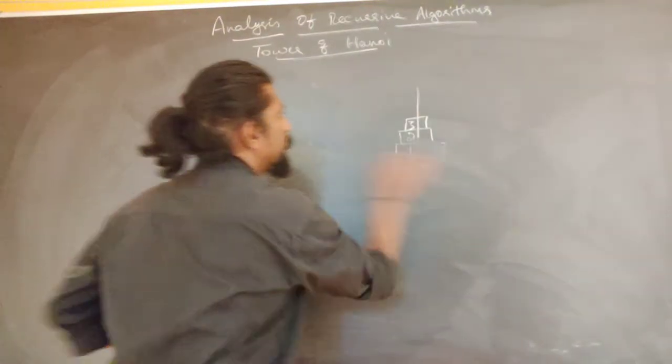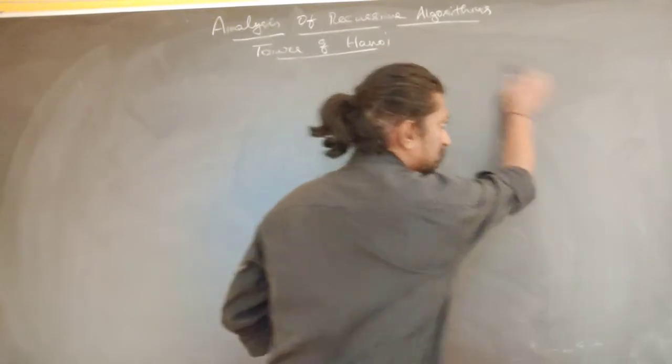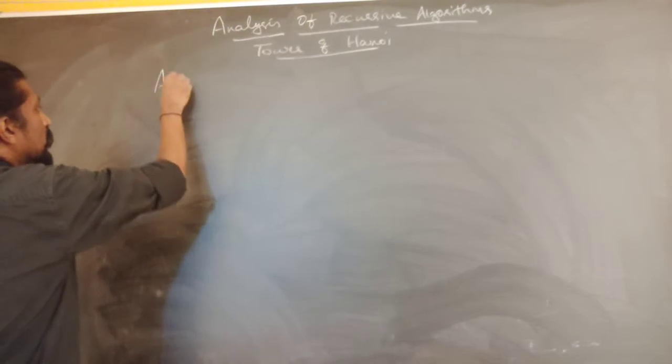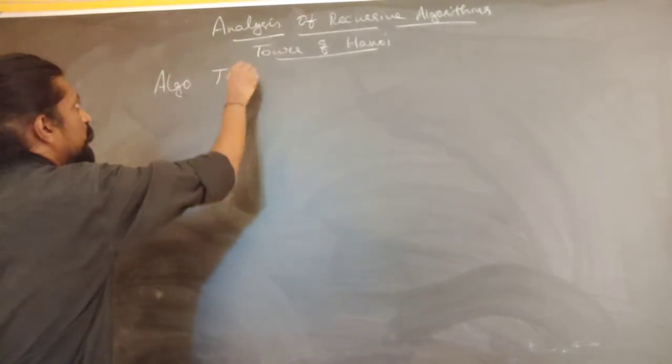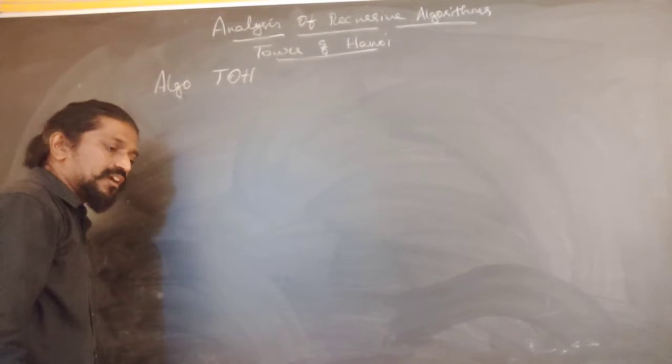If we have to solve it for bigger numbers, it will take more time. That's why I took only 3 disks. Now let us write the algorithm for the tower of Hanoi problem. Algorithm TowerOfHanoi. Okay, so it is a recursive algorithm.